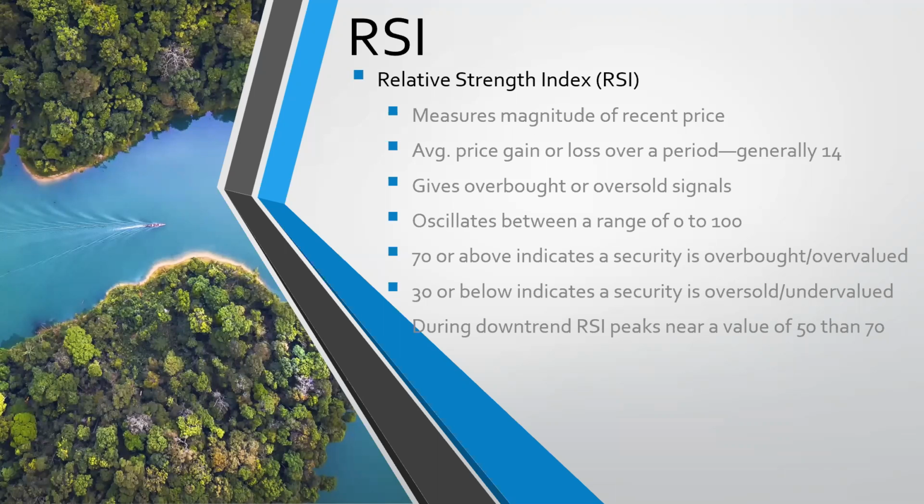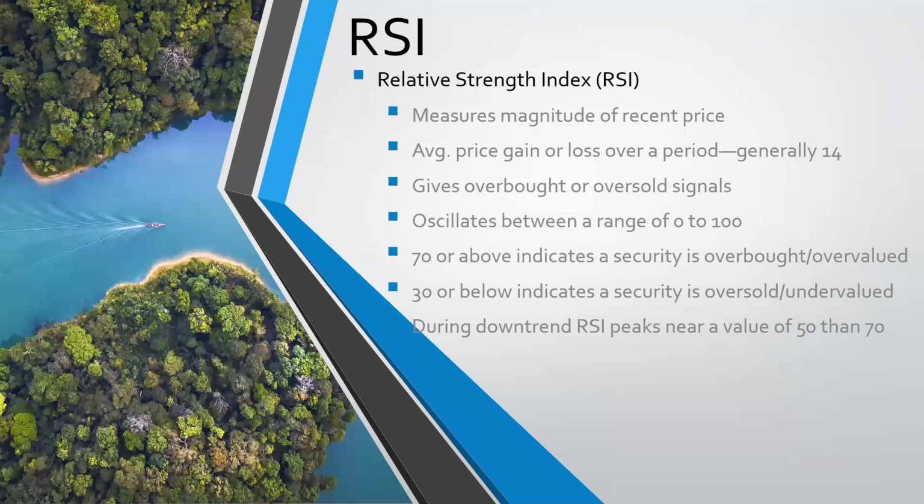That's the range. If it's above 70, that indicates the security is overbought or overvalued. If it's less than 30, then it indicates the security is oversold or undervalued. Again, for the folks who are new, there are multiple different securities: stocks, bonds, derivatives and so on. They're all considered security. But there's one more catch to it. Sometimes you have false signals with RSI.